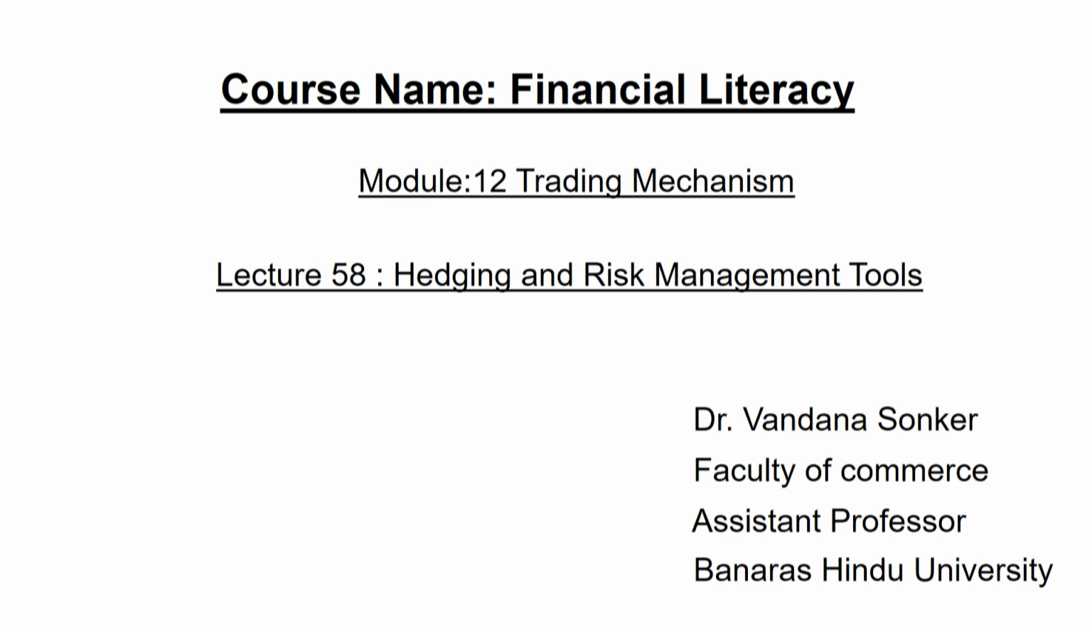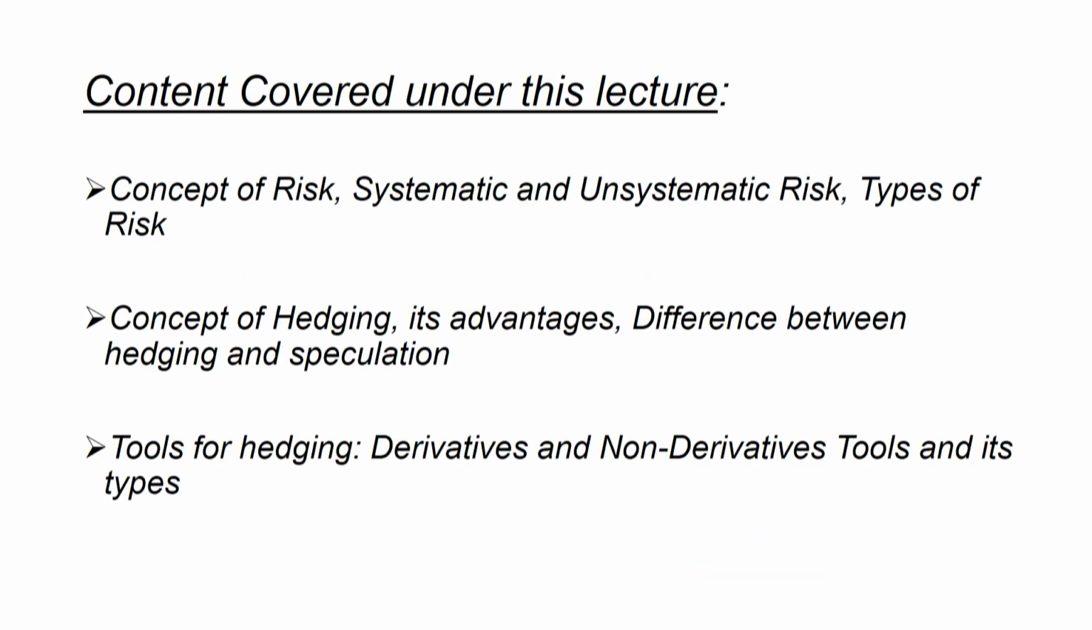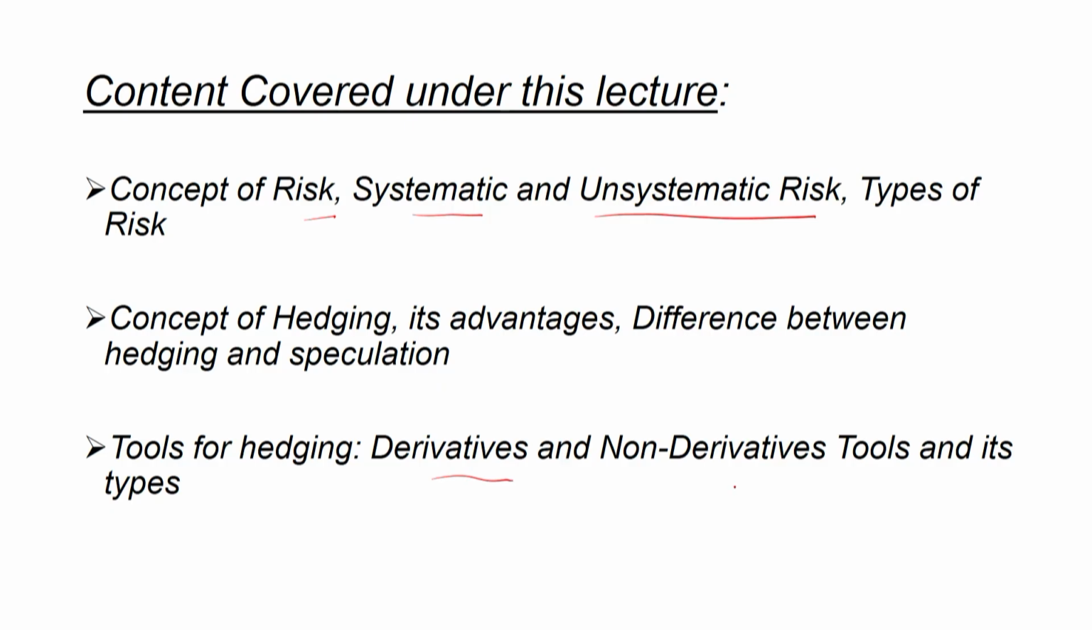So, in this lecture number 58, we will discuss hedging and risk management tool. We are going to discuss the concept of risk, the various types of risk involved in the investment, that is the unsystematic and systematic risk, and the concept of hedging, its advantages and the difference between the two types of practices, that is hedging and speculation in the stock market. We will also discuss the various tools that we may use for hedging, that is the derivative, and some non-derivative tools are also there that can be used for the purpose of hedging.